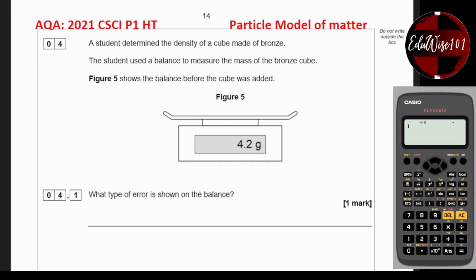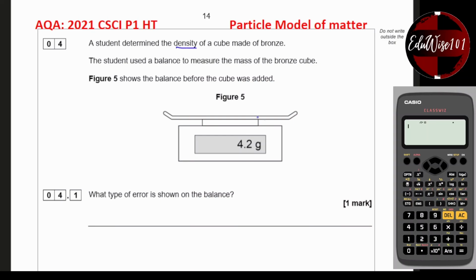Question number 4. A student determined the density of a cube made of bronze. The student used a balance to measure the mass of the bronze cube. So they're measuring the density. Figure 5 shows the balance before the cube was added. Now, without anything on the balance, it's reading 4.2 grams. What type of error is shown on the balance?